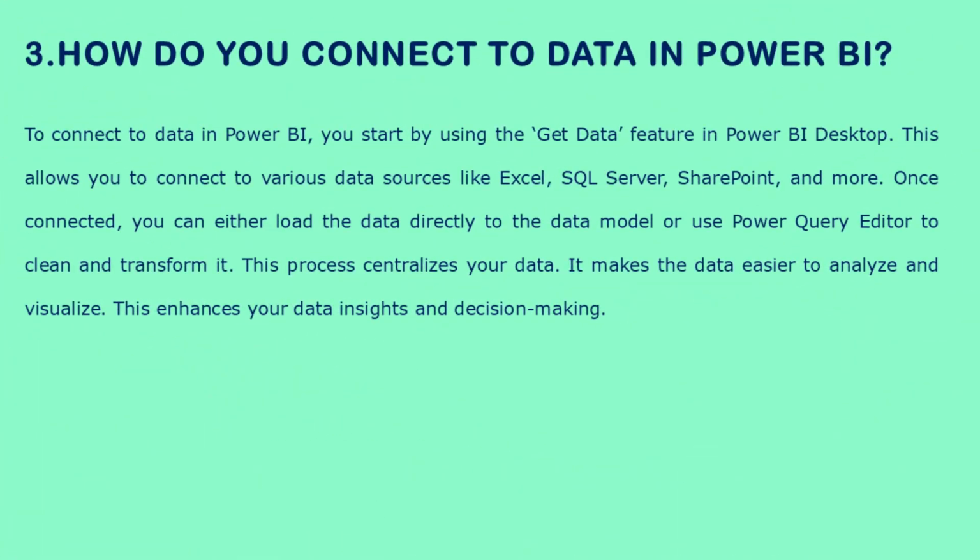How do you connect to data in Power BI? To connect to data in Power BI, you start by using the Get Data feature in Power BI Desktop. This allows you to connect to various data sources like Excel, SQL Server, SharePoint, and more. Once connected, you can either load the data directly to the data model or use Power Query Editor to clean and transform it. This process centralizes your data. It makes the data easier to analyze and visualize. This enhances your data insights and decision-making.